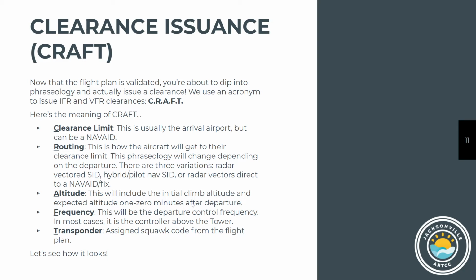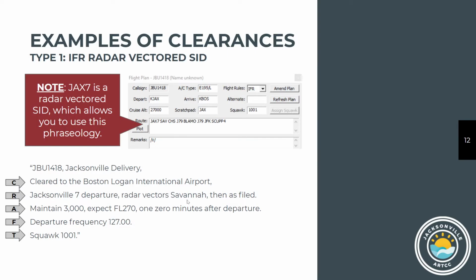And finally, there's the transponder setting, or called the squawk code, that we assign to them and make sure they put it in their system. So how it works. All of the flight plans we're going to show on these slides are all valid, so you don't have to worry about testing to see if they're valid or not.